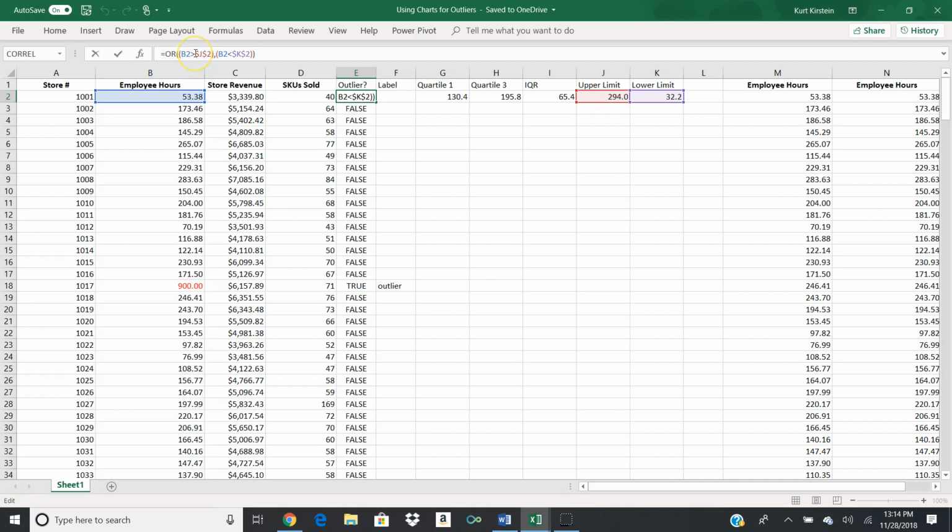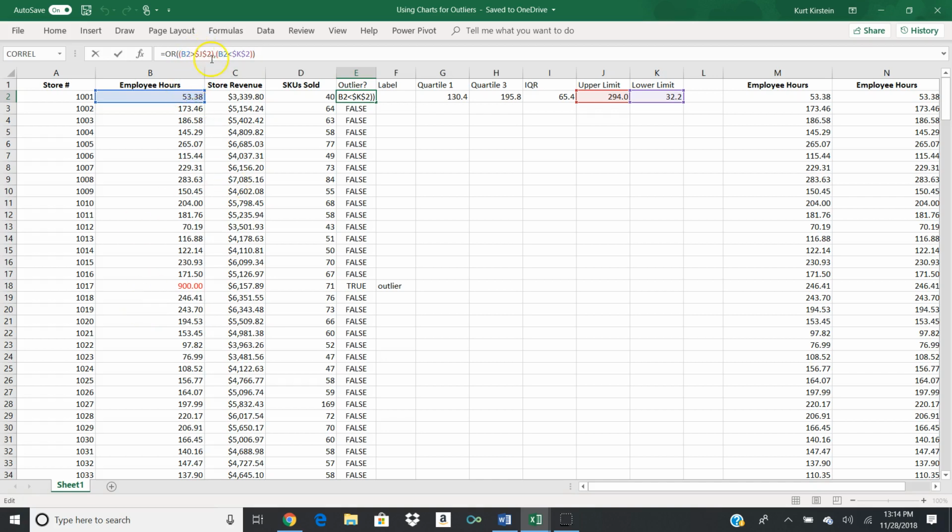But the values we don't want to change are J2 and K2. So when we type in J2 and K2, we can manually put in dollar signs, $J, $2, and that will say, don't change this no matter where you move this equation. Don't change it. Always look at J2 and K2.